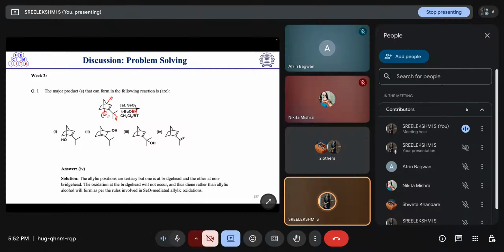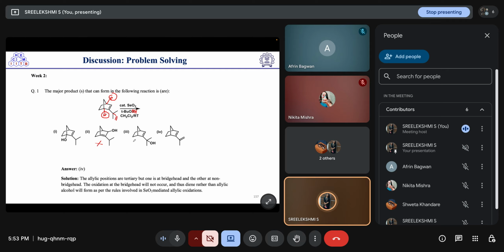So if we consider this one and this one, these positions cannot undergo the SeO2 mediated allylic oxidation because of the contradiction to Bredt's rule. So this one cannot be the answer. And this is like oxidative transposition. The position of alkene is not changing. So that type of reaction is not known with SeO2. So this is also not possible.